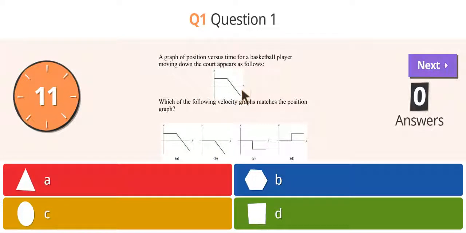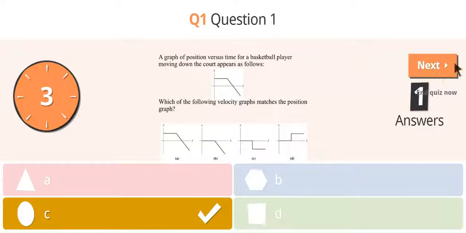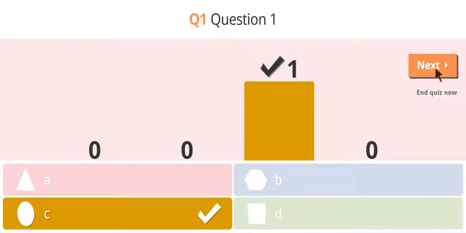Then I'm going to look at the next part of the slope. It's got a negative constant slope. Only C has a negative constant slope for that part, so I'm going to go with C. And it turns out that I got it right.